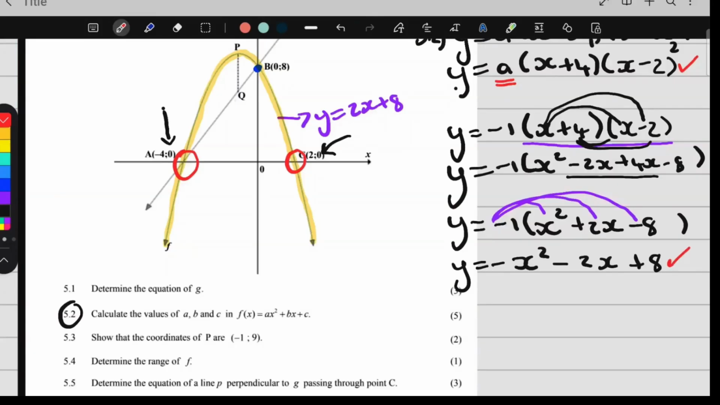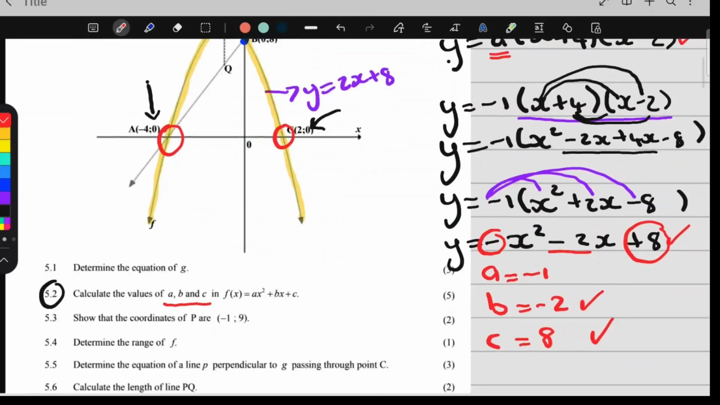Now let's go to the question. The question was calculate the value of a, b, and c. A is the number in front of x squared, so this is minus 1. B is the number in front of x, so it's minus 2. And c is the number without the x there, that's 8. According to the memo, you get 2 more marks here. And that's how you get 5 out of 5. Let's go to the next question.